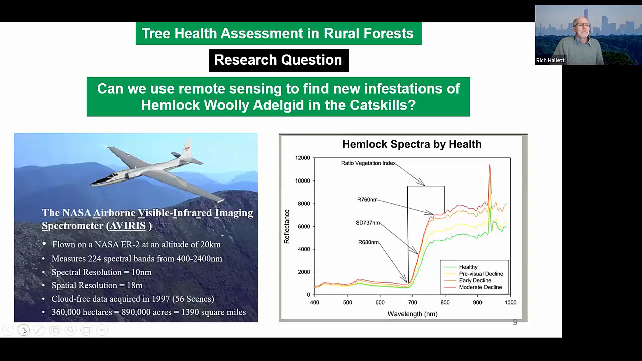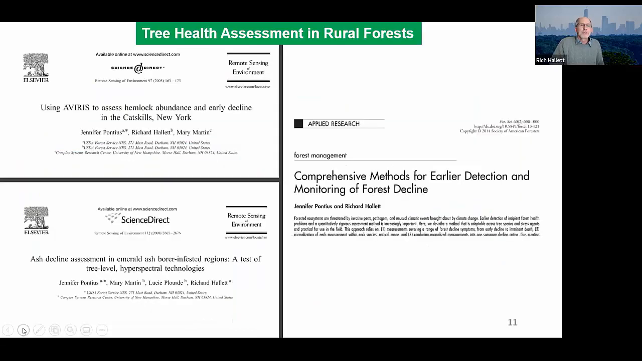And during this process, we ended up writing several papers showing the applicability of this methodology. The first one focused on hemlock woolly adelgid in the Catskills, really trying to detect the front of infestation, early stress detection. It's pretty easy to tell from aerial photography and remote sensing when the trees are dead, but catching it early enough to do something was really our goal in this case.